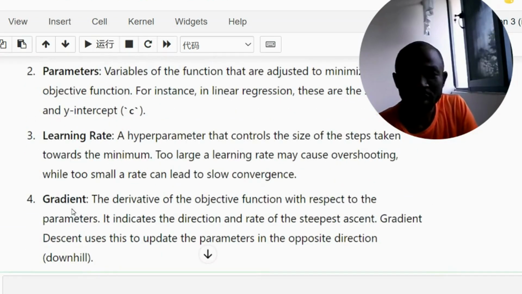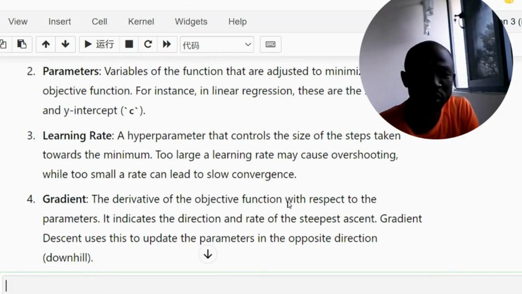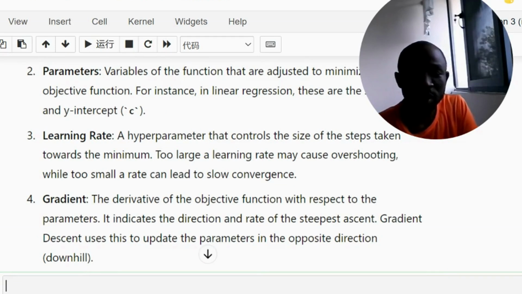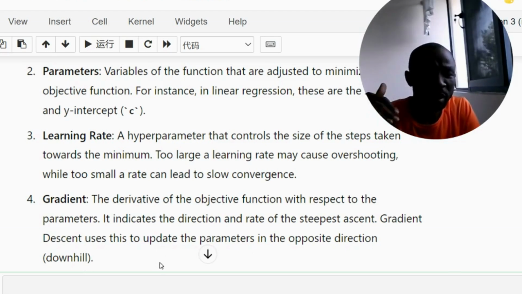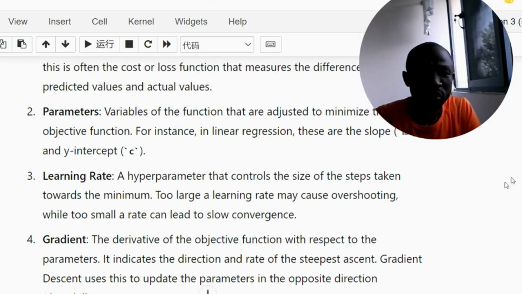Then we have the gradient, the derivative of the objective function with respect to the parameters. It indicates the direction and the rate of steepest ascent. Gradient descent uses this to update the parameters in the opposite direction, downhill. So for gradient descent, you move from the highest level to the smallest, moving downhill in a gradual process. Okay, so we are going to see about that.